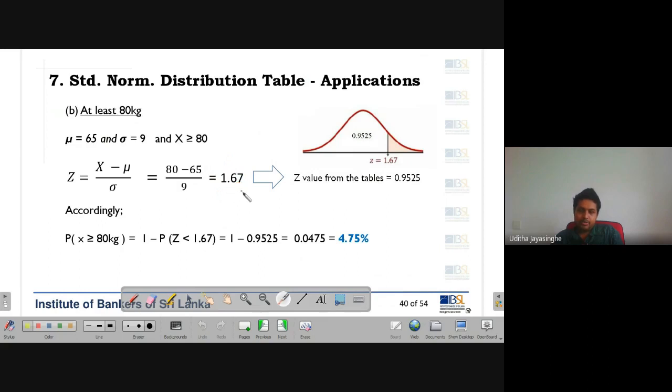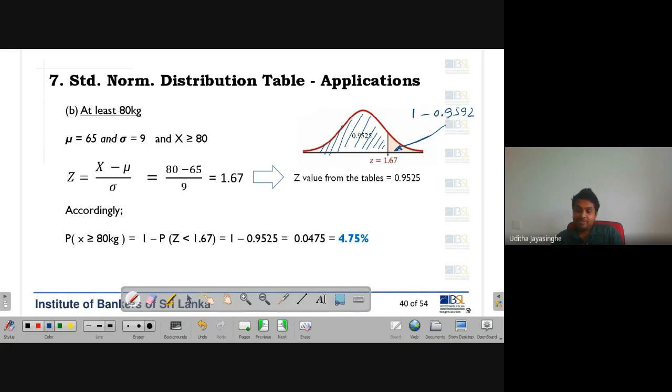And then if you scroll your table to 1.67, you're going to get the value as 0.9592. Now the interesting fact is this 0.9592 is not the answer. Reciprocal. 1 minus 0.9592. Why? This is the area that we want. This area that we want. At least 80 grams, more than 80. So easy, you take the 1 minus value.